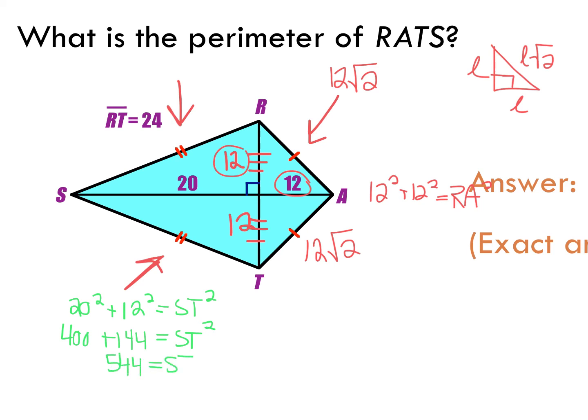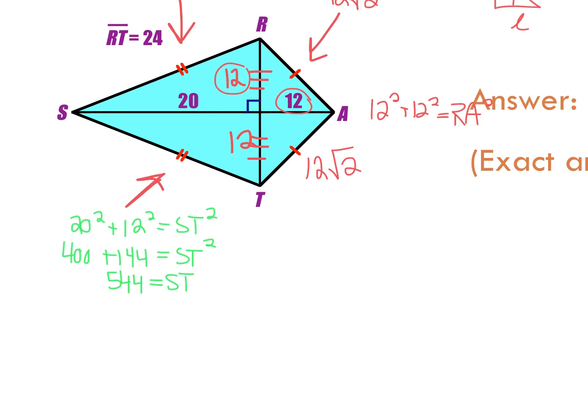I'm not going to use my calculator and square root this. 544 is not a perfect square, so I'm going to have to simplify it. So ST is going to equal the square root of 544. I think a different number, but you know what I mean. 544. Let's figure out what this would equal. If you don't know the perfect squares that go into 544, remember you could do prime factorization.